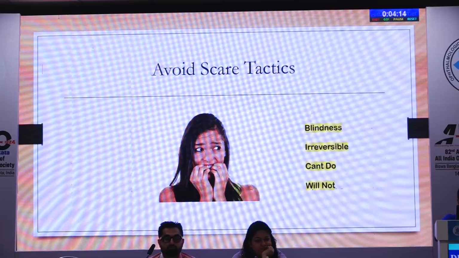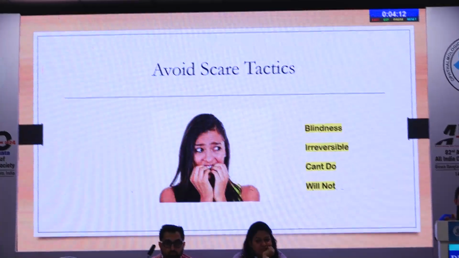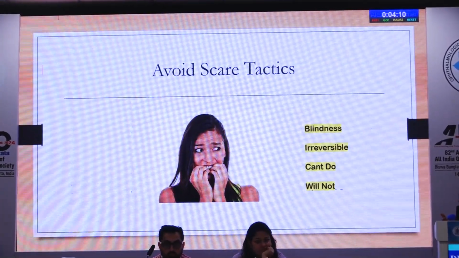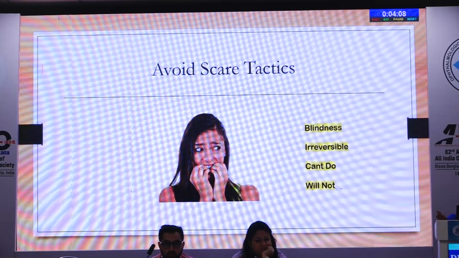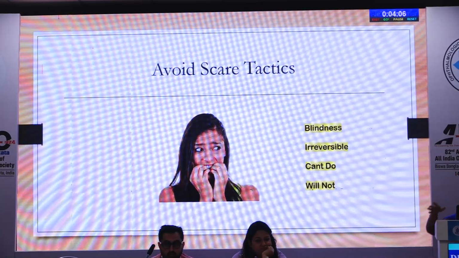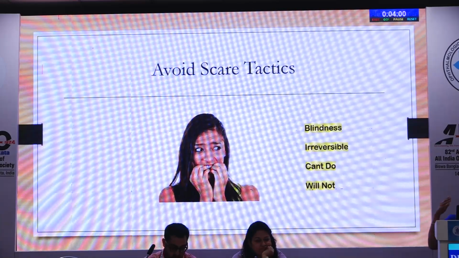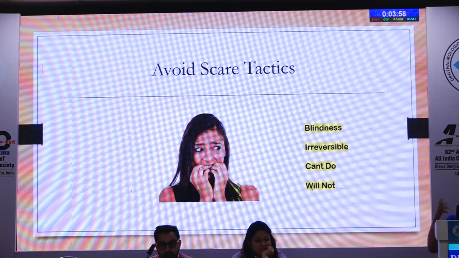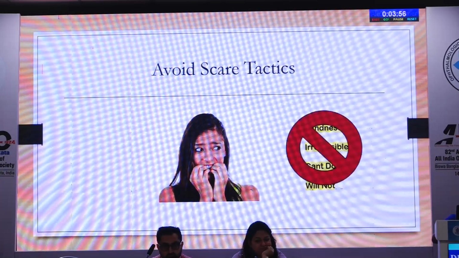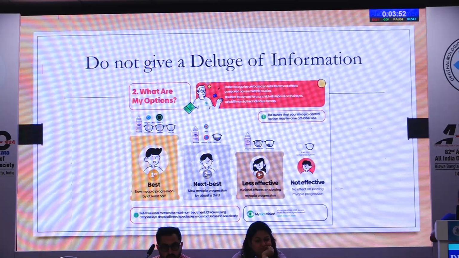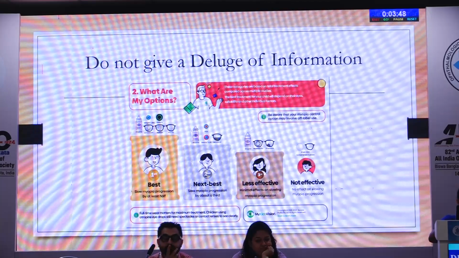Avoid these scare tactics. I have seen it in some hospitals, for cataract counseling, where they say this is a bad cataract, tomorrow it has to be operated. So many times myopia counseling ends up with words like blindness, irreversible, we can't do anything. Please avoid these words completely. There is no need for scare tactics. Do not give such a deluge of information when you are talking to parents about myopia.